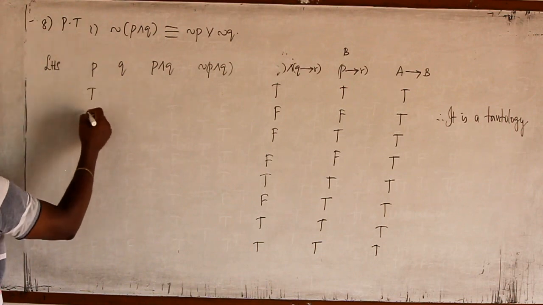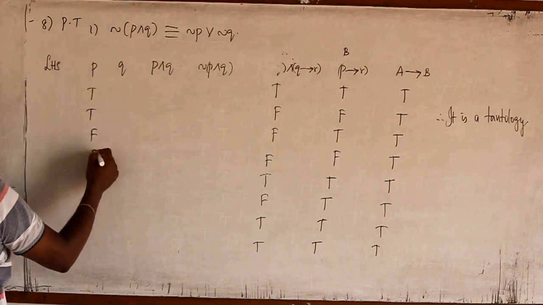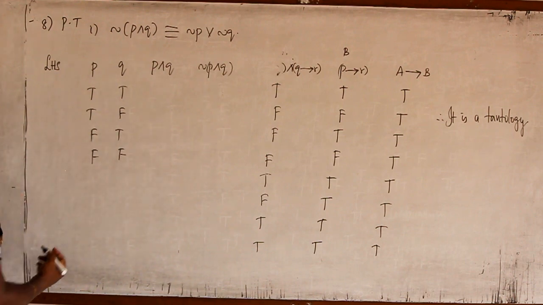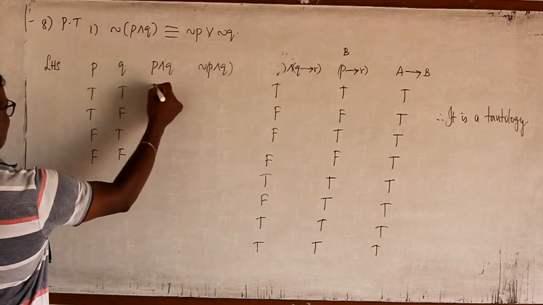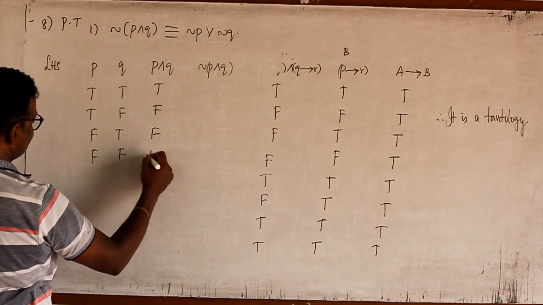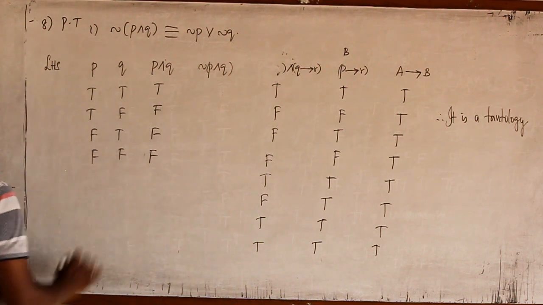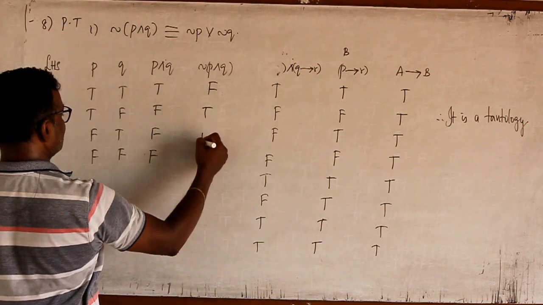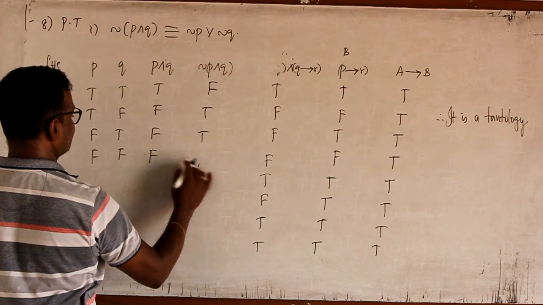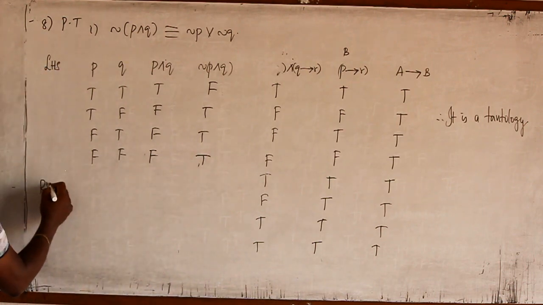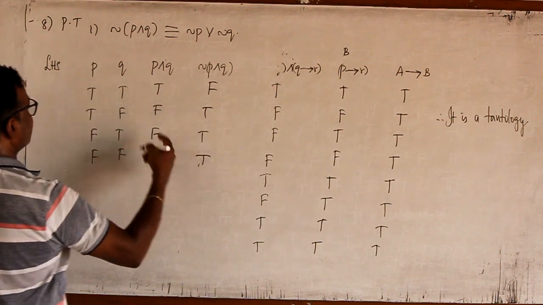Only two sets. So for our TT, false, false. TF, TF. Now 'and' means 1 into 1, 1 into 0, 0, 0, 0 into 0 is 0. I need the negation, that is the opposite of this: false, true, true, true. Now we should go for the RHS one. So we should keep this one as the left hand side.